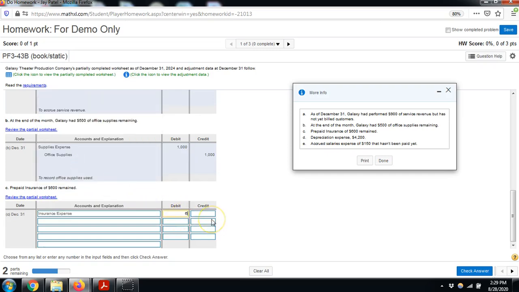Insurance expense, again, was 300 because it gives us the amount remaining. Remember to keep that in mind. This is not the amount we're expensing. This is just the ending value of the balance. So when we did our math above, it turned out that the actual expense was 300.